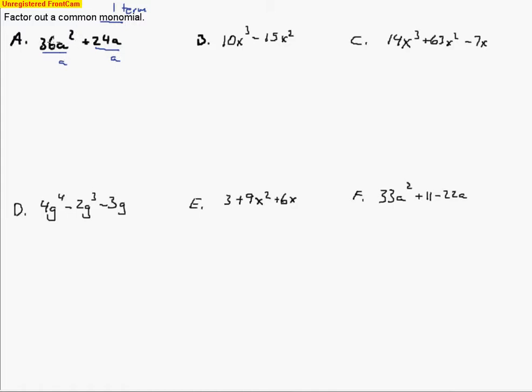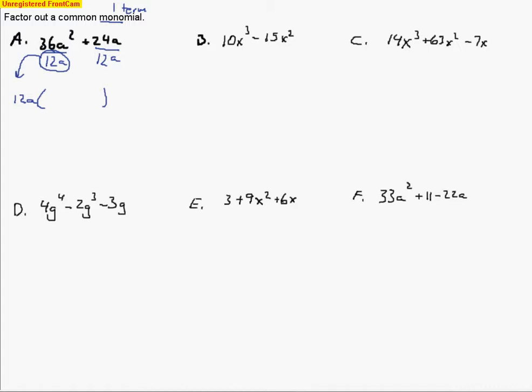Now let's take a look at the numbers 36 and 24. What goes into both 36 and 24? Well, you might say 6 to start off with, but there's a bigger number. And so the biggest number is what you're looking for, and that is 12. 12 goes into 36 3 times. 12 goes into 24 2 times. So what you're going to do is take the number that you've divided by, and that number goes outside the parentheses.